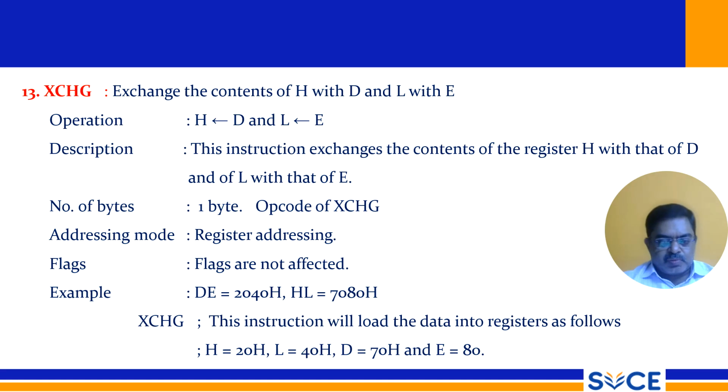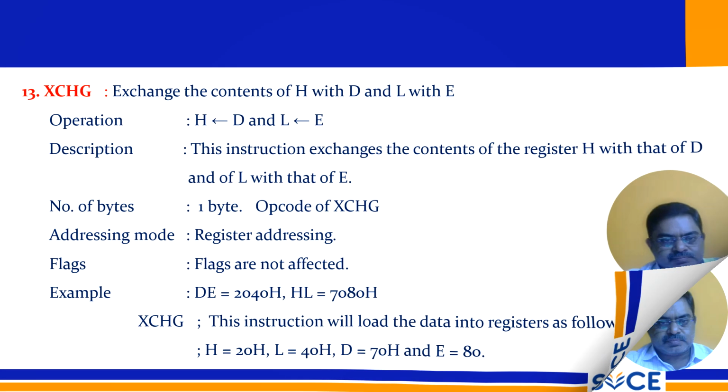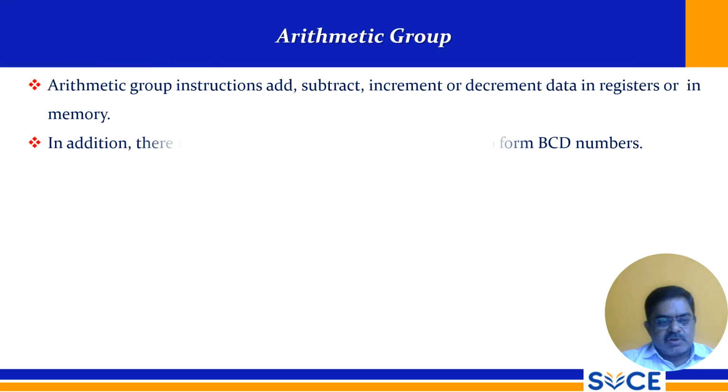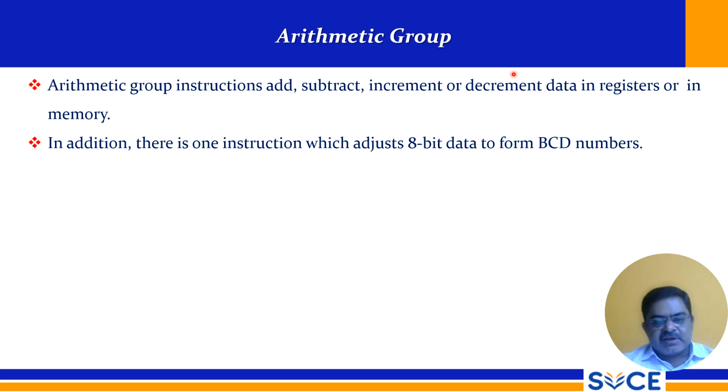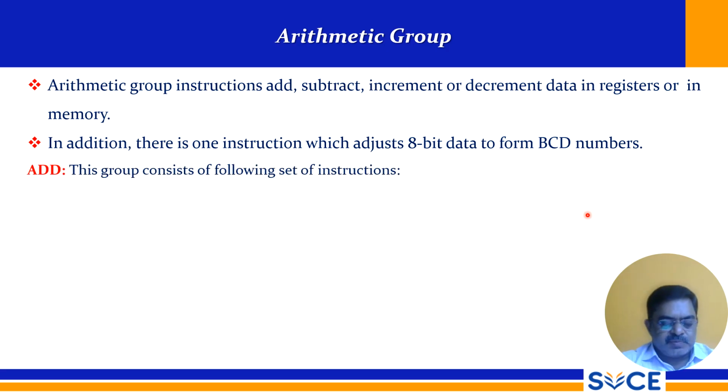Next group is the arithmetic group. In the arithmetic group, instructions add, subtract, increment, and decrement data in registers or in memory. In addition, there is one instruction which adjusts 8-bit data to form BCD numbers. That is a special type of instruction. In add, there are 6 instructions, and including this special instruction there are 7 in total.